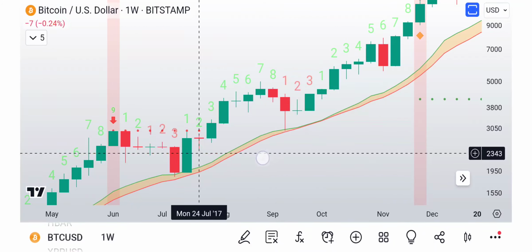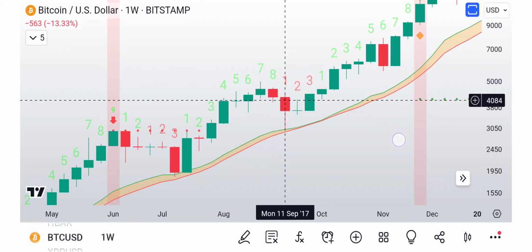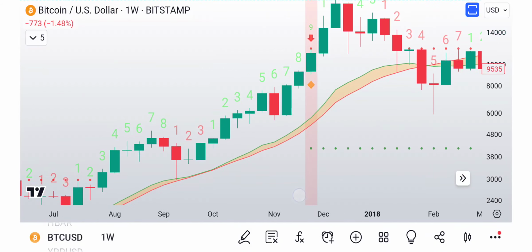Then look at this. You almost got another 9. You landed on an 8. Couldn't quite get there. Pulled back, right? Then came all the way up, had another 9.